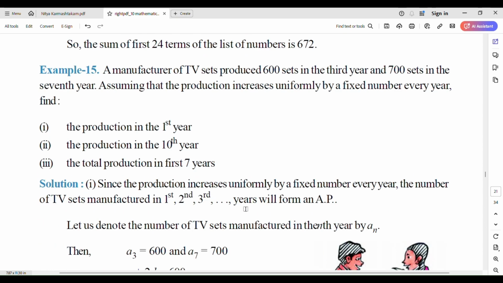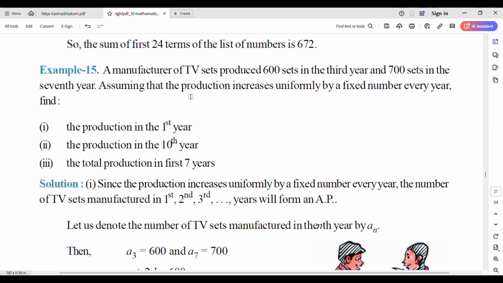Now another example. A manufacturer of TV sets produced 600 sets in the 3rd year, 700 sets in the 7th year. Assuming that the production increases uniformly by a fixed number every year, find the production in the first year, the production in the 10th year, and the total production in the first 7 years.